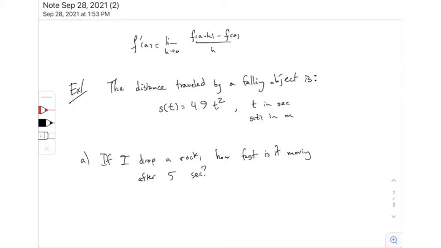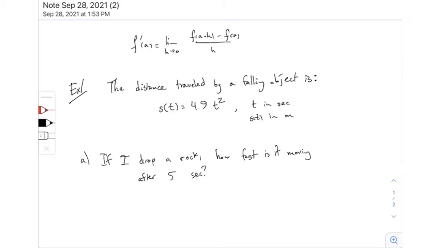Now, the formula there tells you how far it goes after 5 seconds. That's what the formula means. If I asked you how far has it gone after 5 seconds, you just plug t equals 5 into that formula there. But I asked you how fast is it moving. That means what I'm talking about here is not the distance, but it is the derivative of the distance, how fast the distance is changing. That's what how fast is it moving means.